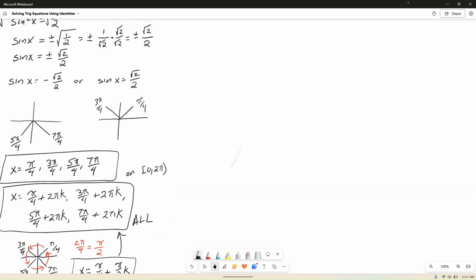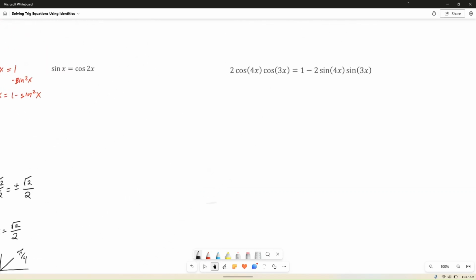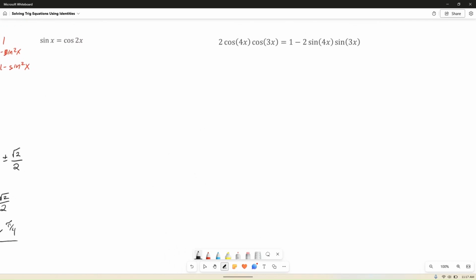All right, let's try another example. This time we are looking at sine of x is equal to cosine of 2x. And right off the bat, this cosine of 2x is telling me I'm thinking double angle identity. Double angle identity for cosine, we have three options, right?